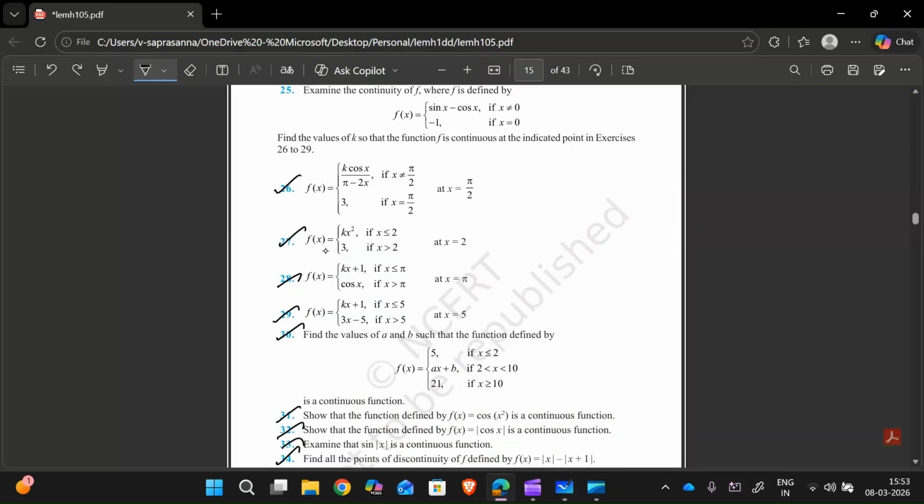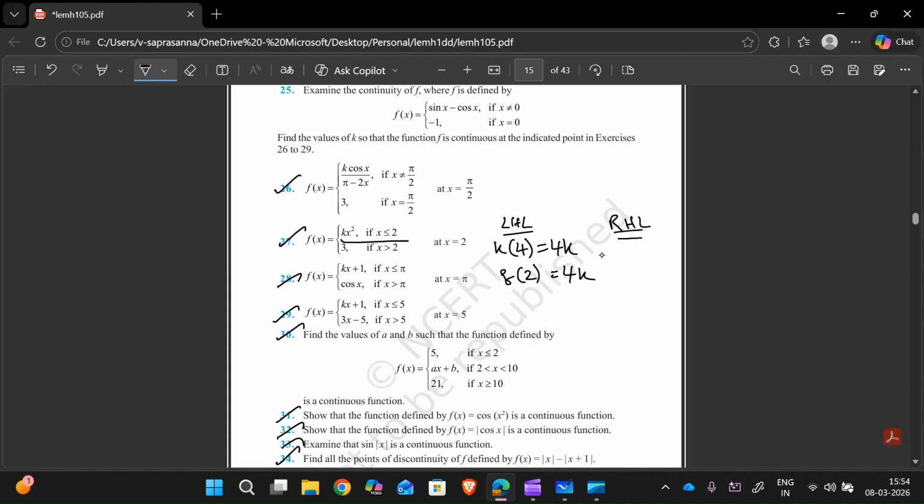Next one, this 27th question, is again similar to that. You can just directly calculate k into 2 square, so it is 4k. In this question, what you have to do is calculate either LHL or RHL separately. Your LHL will be k into 2 square, which is 4, so 4k. Now if you see f of 2 also, you have the same 4k because the function is here, so you have to calculate RHL in this case.